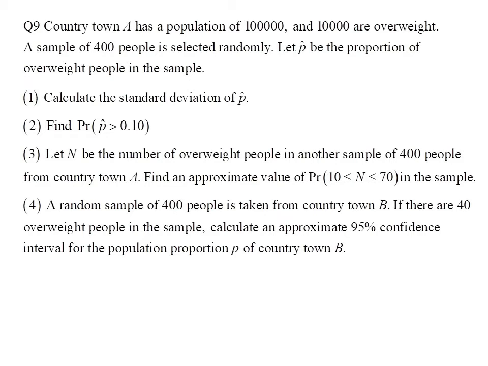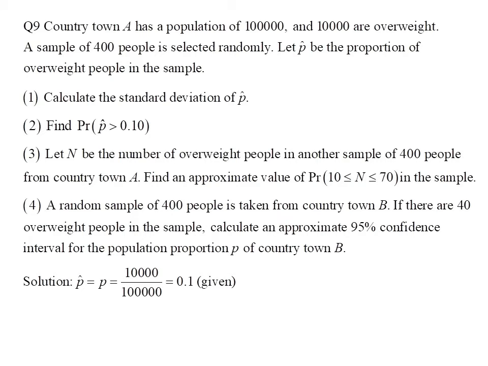Question 4 tells us a random sample of 400 people is taken from another town. If there are 40 overweight people in the sample, it asks us to calculate an approximate 95% confidence interval for the population proportion p of this country town.